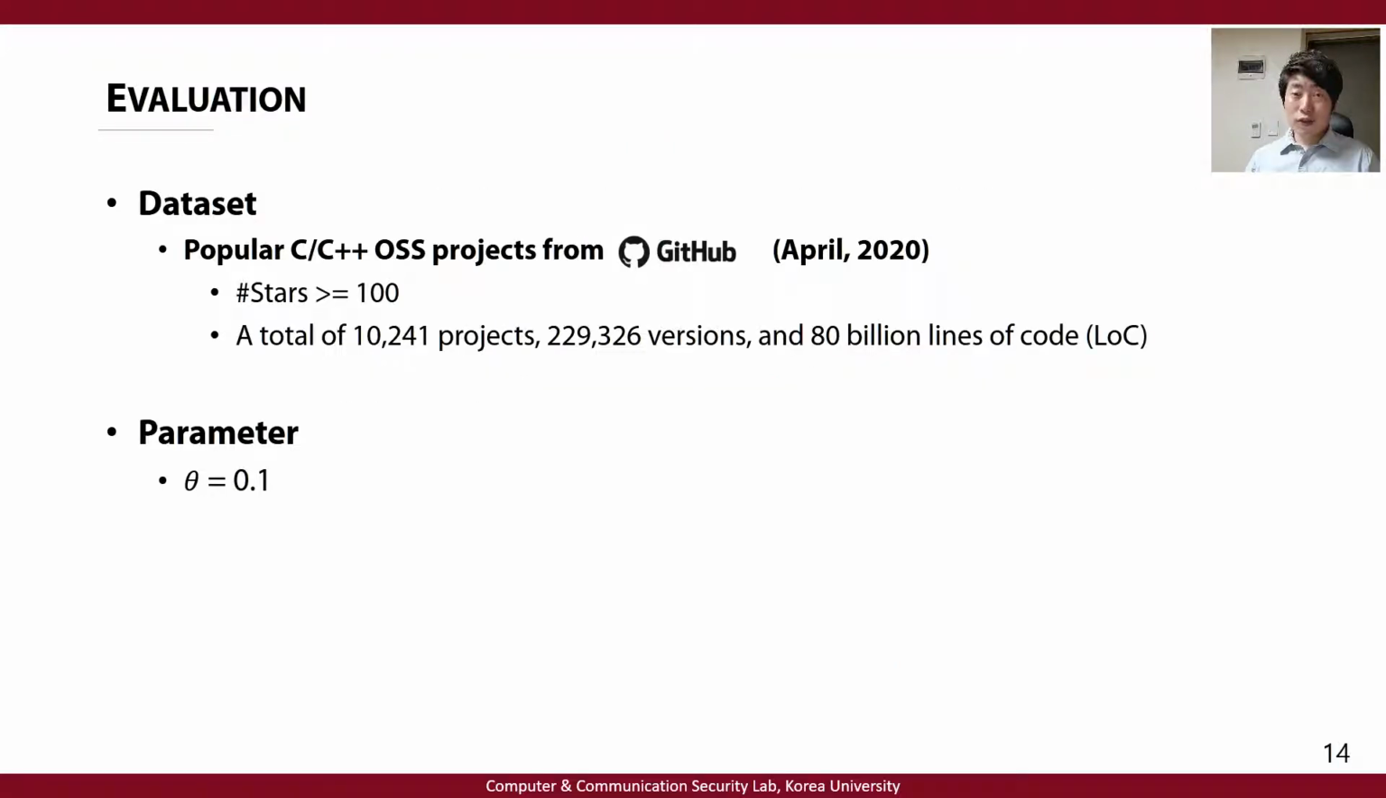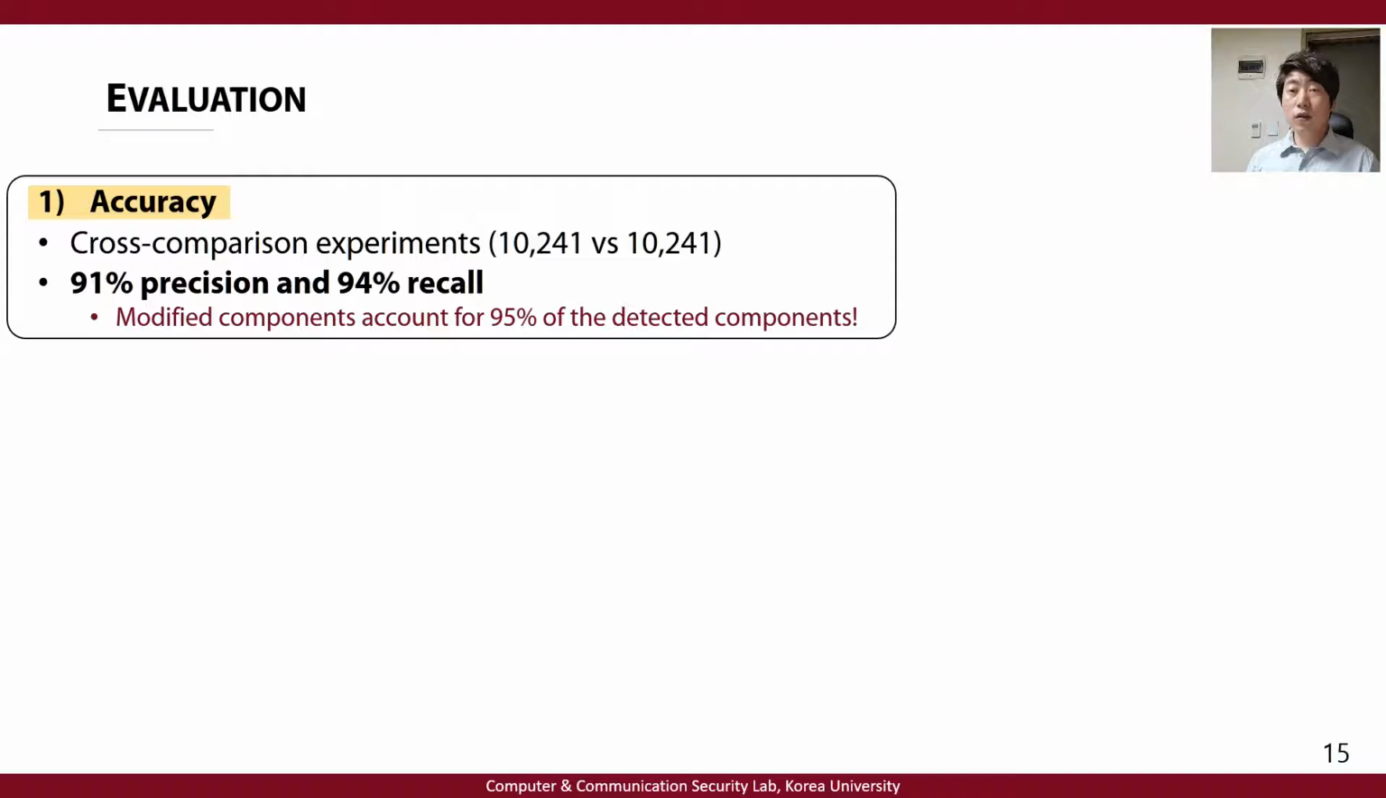To evaluate CENTRIS, we collected more than 10,000 OSS projects from GitHub, which comprises a total of 80 billion lines of code. We use a zeta value of 0.1, which means that we will identify a component even if only 10% of its application code was reused. To evaluate accuracy, we conducted a cross-comparison experiment using our dataset. While 95% of detected components were reused with modification, CENTRIS showed 91% precision and 94% recall in component identification.